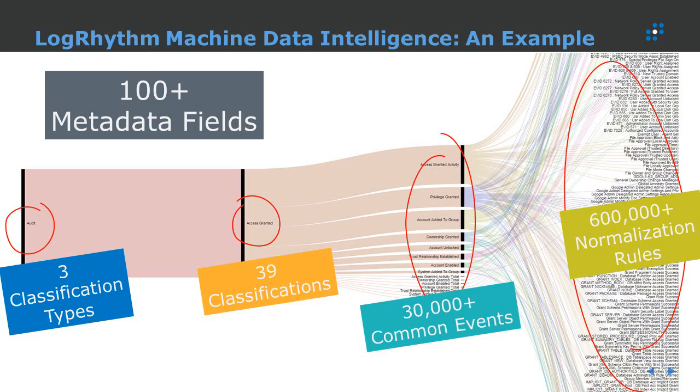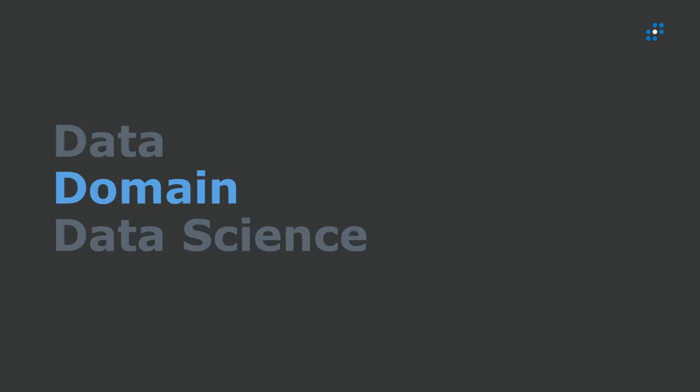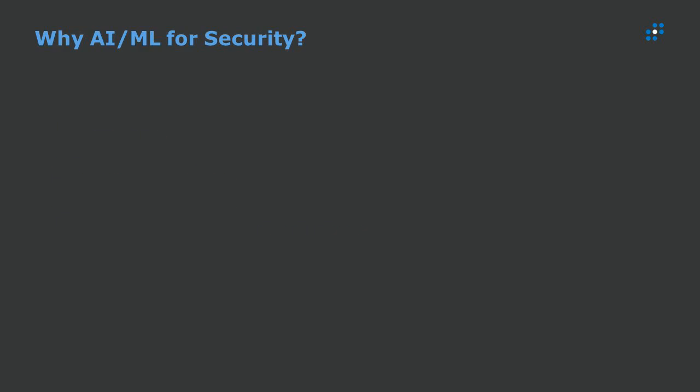Okay, so we talked a little bit about the data and data preparation side of it. Let's talk a little bit around the domain that we're in here. If we think about why it is that security teams have such an urgent need to automate the detection of threats and of malicious behavior?